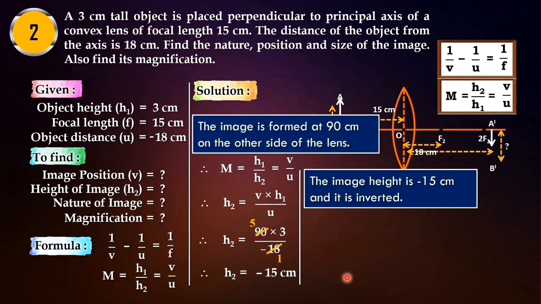Okay? Now magnification is m equal to v by u. So the v value is 90 cm and the u value is minus 18 cm. Therefore magnification equal to minus 5.